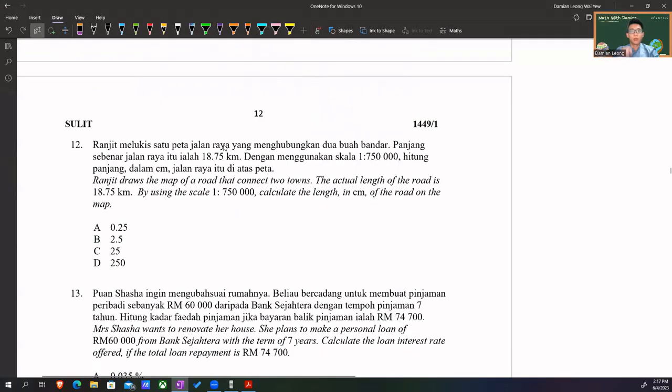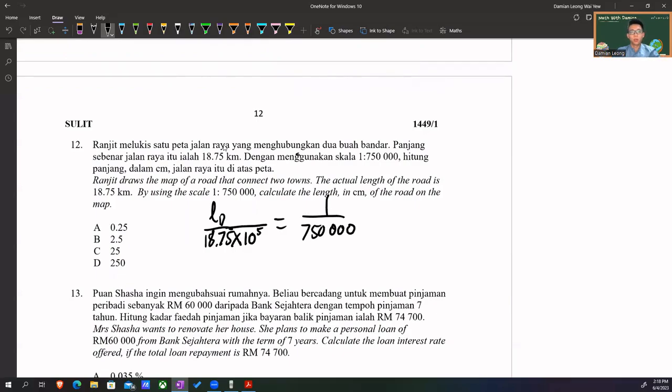Okay. Question 12. Ranjit draws the map of a road that connects two towns. Actual length of the road is 18.75 km. By using scale 1 to 750,000, calculate the length in cm of the road on the map. So, drawing length over actual length, 18.75 km. Let's change it to cm. So it's times 10 to the power of 5: times 1,000 to meters, times another 100 to cm. So 5 zeros in total, equals 1 over 750,000.